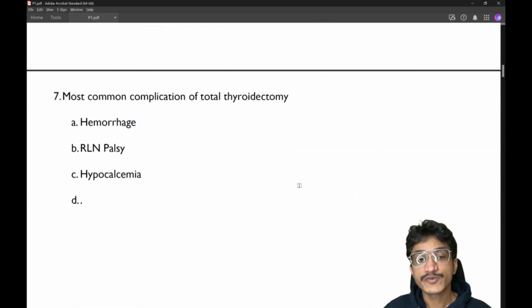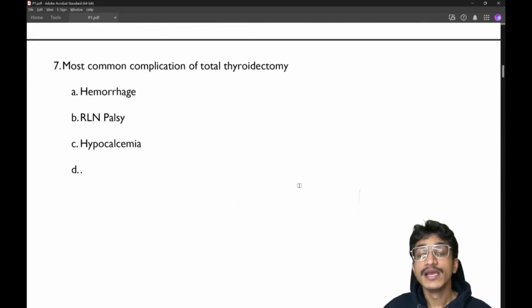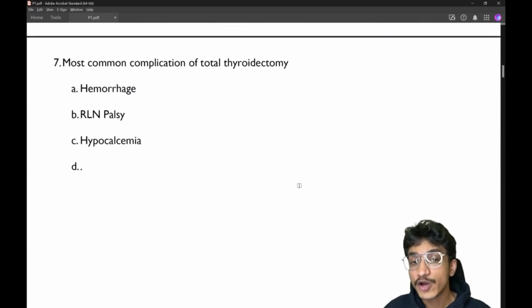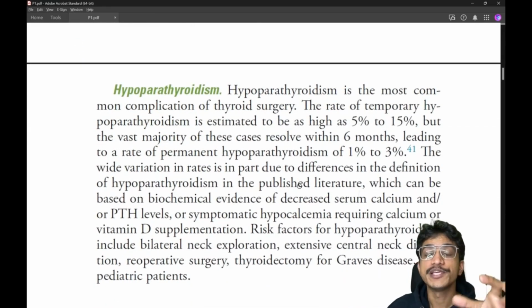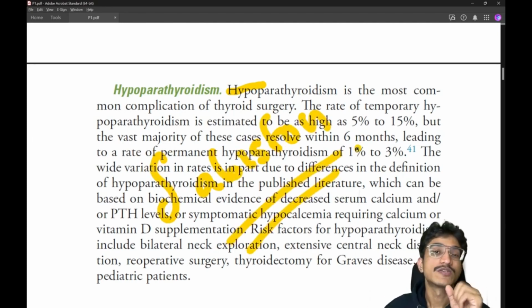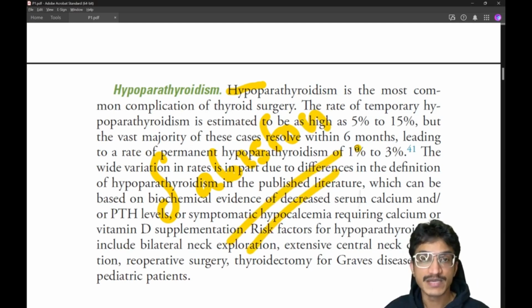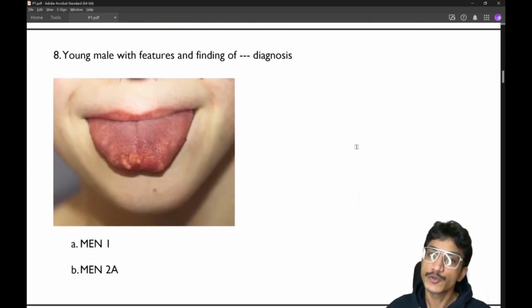Moving on to the next question, that is most common complication of total thyroidectomy. Remember, it is total thyroidectomy, and the answer according to me should be hypocalcemia, because hypoparathyroidism is the most common complication of thyroid surgery, and this is a reference from Sabiston. Okay, so hypoparathyroidism leads to hypocalcemia, and I think that is why hypocalcemia should be the answer in this question.